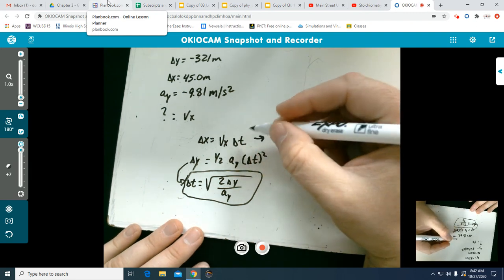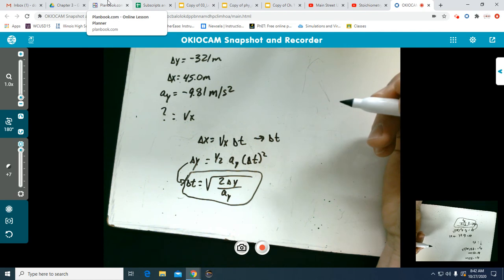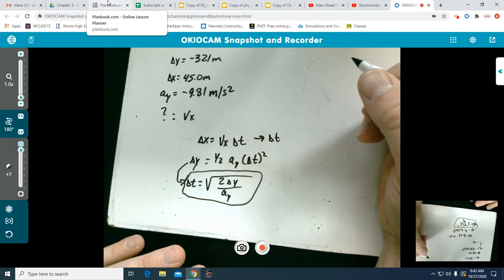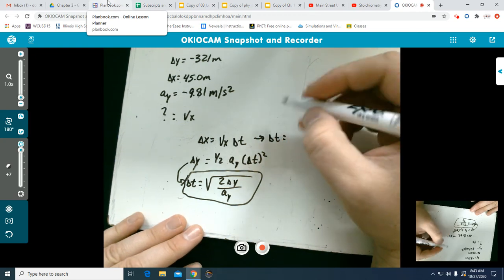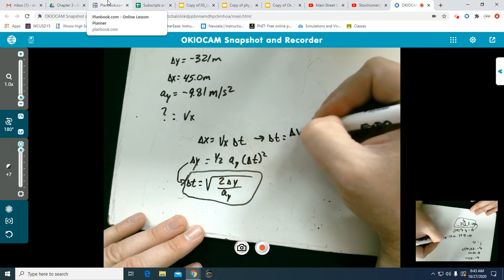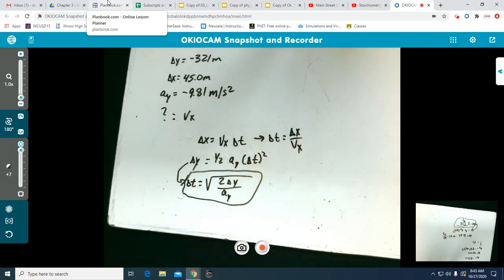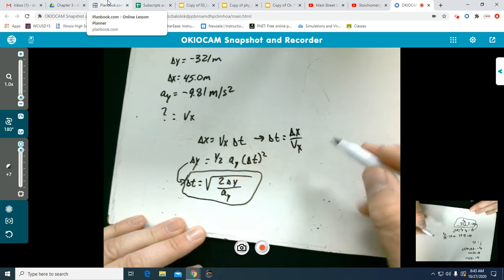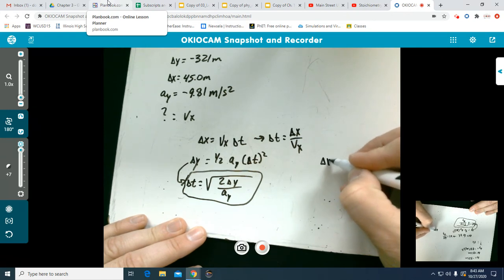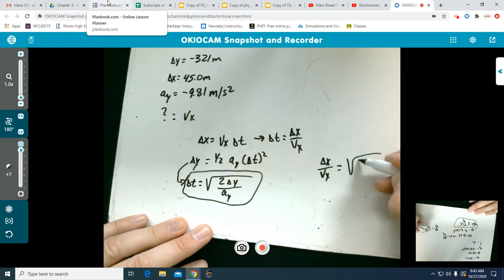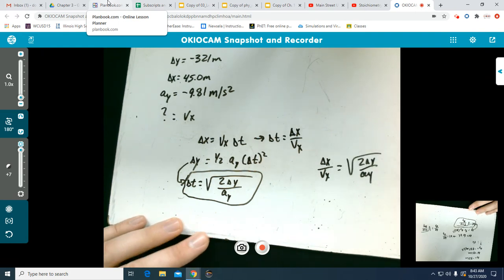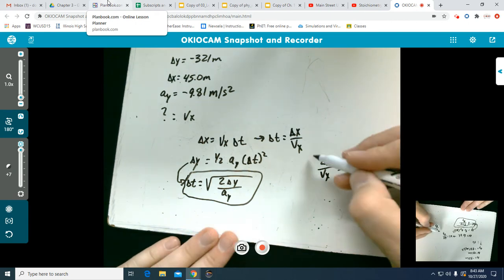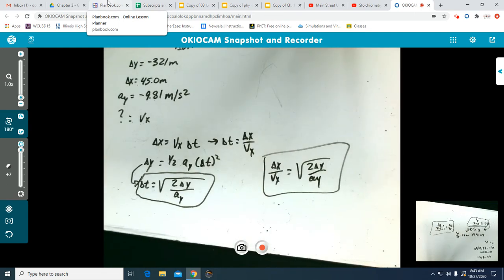Okay, so we got another one. We got to rearrange this. To rearrange this to solve for t, we are going to have t is equal to delta x over Vx. So, basically, what this means is that since these both equal delta t, we can have delta x divided by Vx equal to 2 delta y over ay. So, finally, we have a working formula that incorporates both the x and y direction.